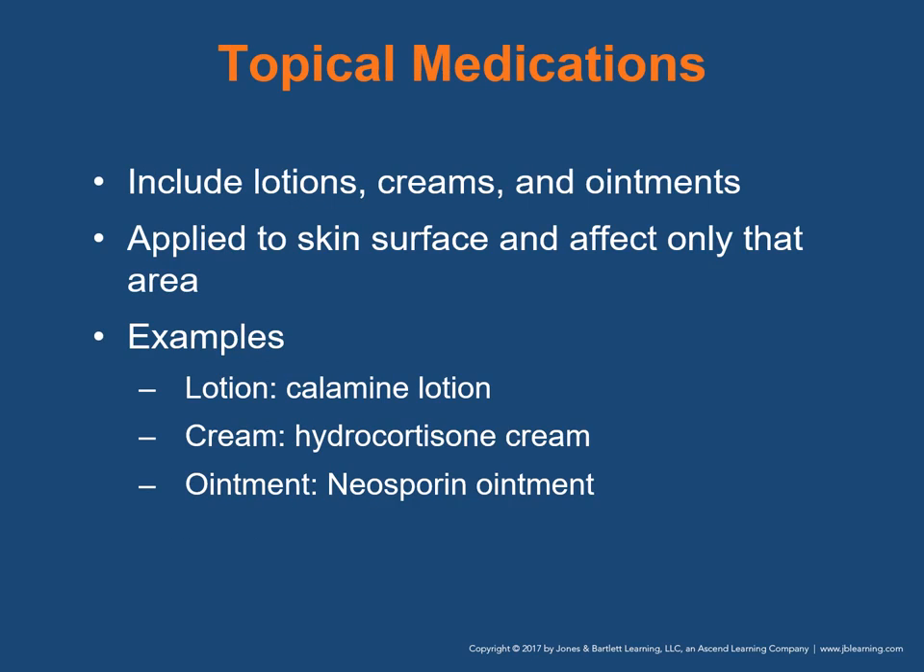Topical medications include lotions, creams, and ointments, and these are applied to the skin surface and affect only that area. Lotions contain the most water and are absorbed rapidly. Ointments contain the least water and absorb slowly. An example of a lotion would be calamine lotion, whereas an ointment would be a Neosporin ointment.